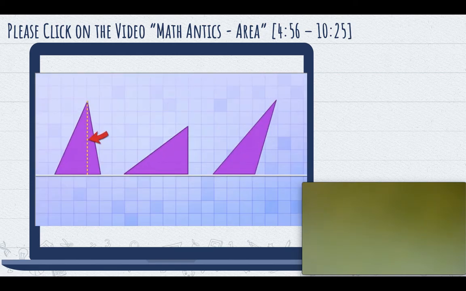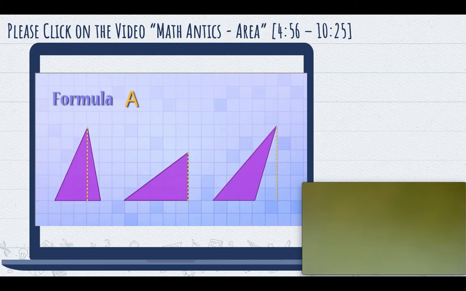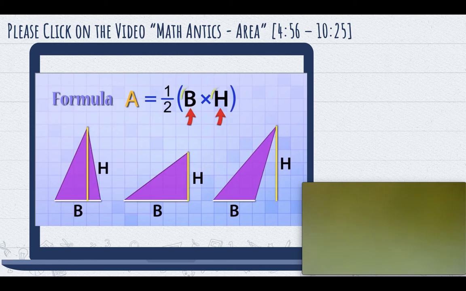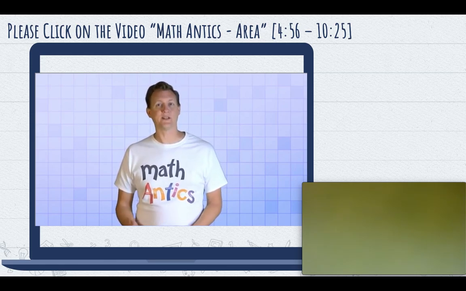Sometimes the height line is inside the triangle, like with an acute triangle. And sometimes it's outside the triangle, like with an obtuse triangle. And sometimes it lines up exactly with one of the triangle sides, like with right triangles. But no matter where it is, the formula for finding the area of any triangle is the same. Area equals 1/2 base times height. So if we know these 2 measurements, base and height, we can just plug them into our formula to calculate the area.